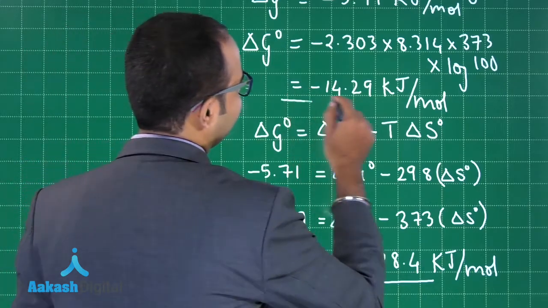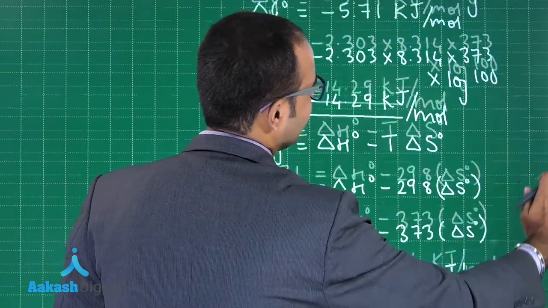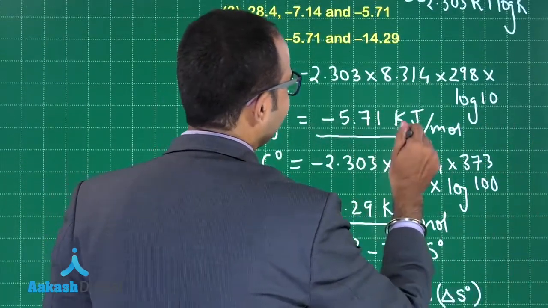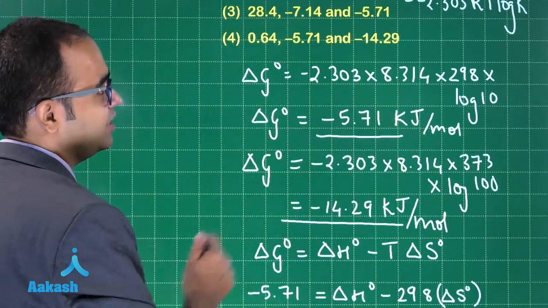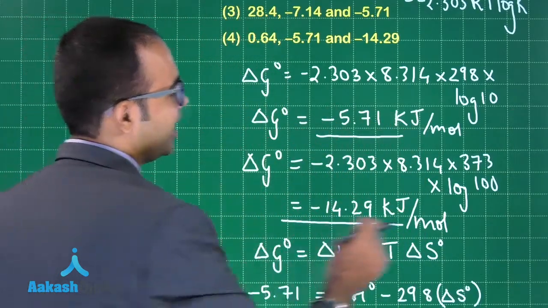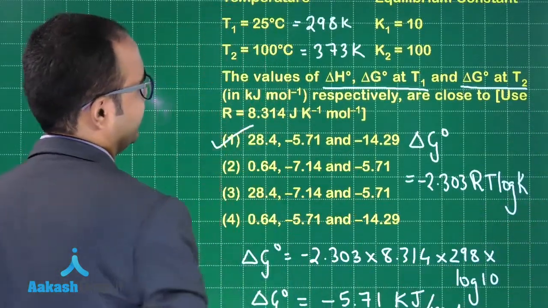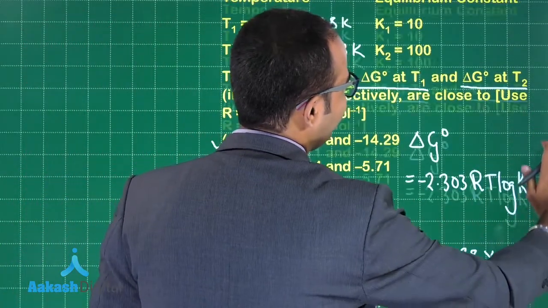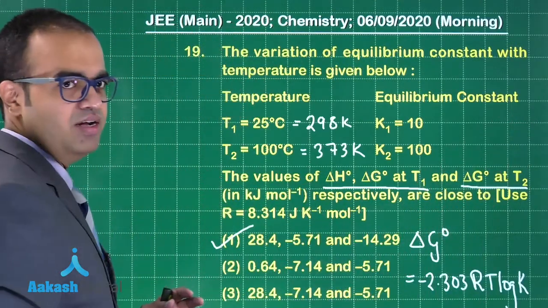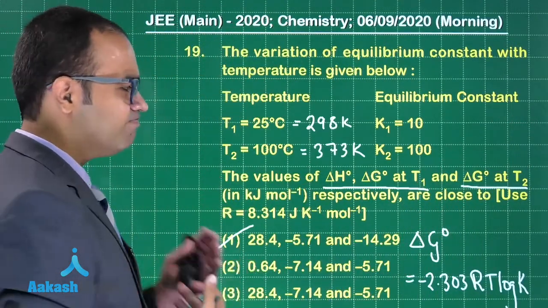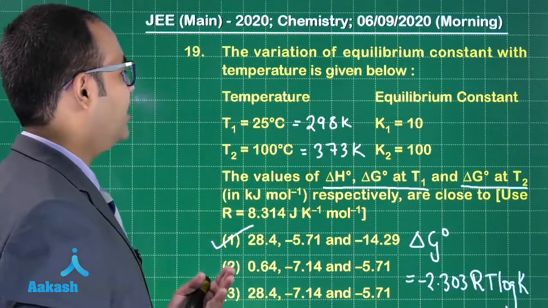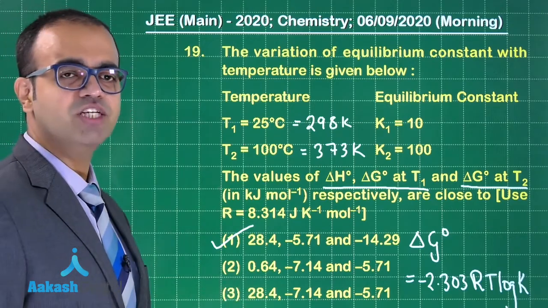So this is our del H naught at 298 Kelvin. This is our del G naught at 373 Kelvin, and this is our del G naught at 298 Kelvin. So the answer is option 1, guys. So a lengthy question, lot of calculations involved, but it was an easy one, guys. So let's proceed to the next question, that is question number 20.